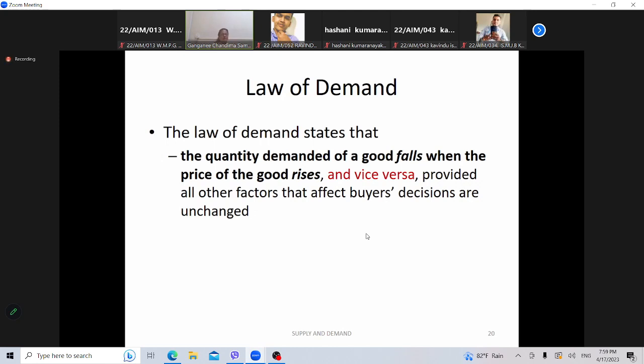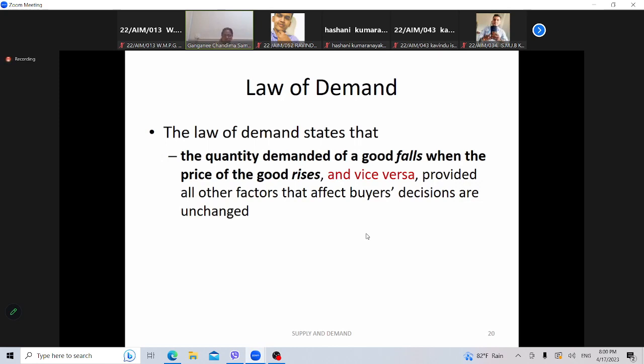So that's why the law of demand says all other factors are unchanged, because you know the quantity demanded is affected by many factors, not only price. Maybe consumers' choice, consumers' preference, consumers' age. We are discussing these factors later on. But we need to see the law of demand as the relationship between price and quantity demanded while keeping other factors constant.